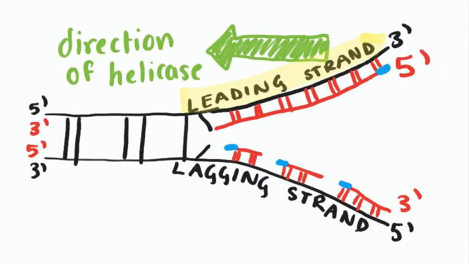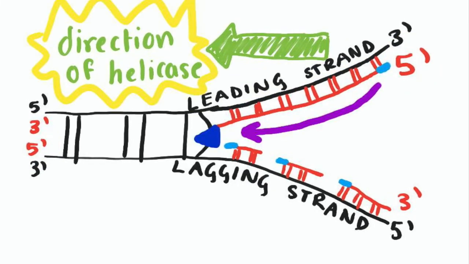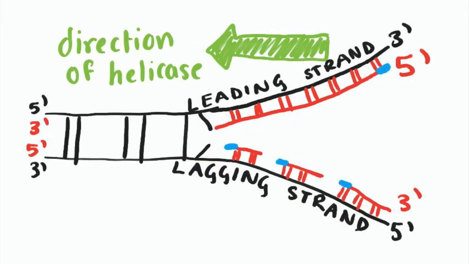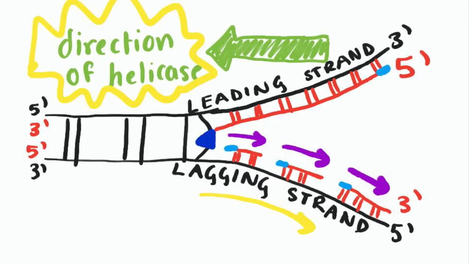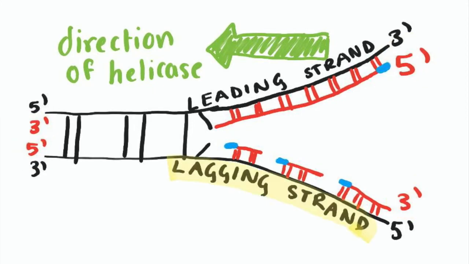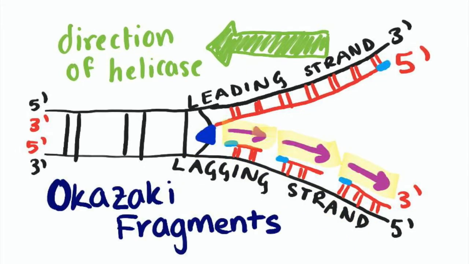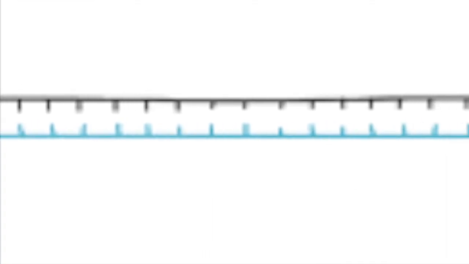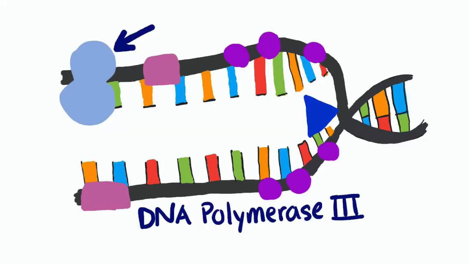The leading strand is synthesized continuously in the direction that the helicase unzips the DNA. The lagging strand is synthesized discontinuously, away from the direction that the helicase unzips the DNA. Because DNA is always synthesized in the 5' to 3' direction, the lagging strand is synthesized in fragments, known as Okazaki fragments. The complementary bases of the new DNA are synthesized onto the parental DNA by DNA polymerase III, starting from the location of the primers.